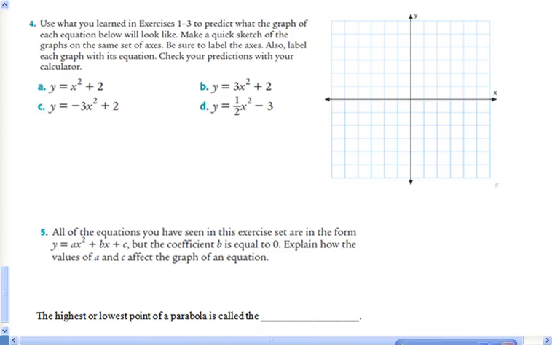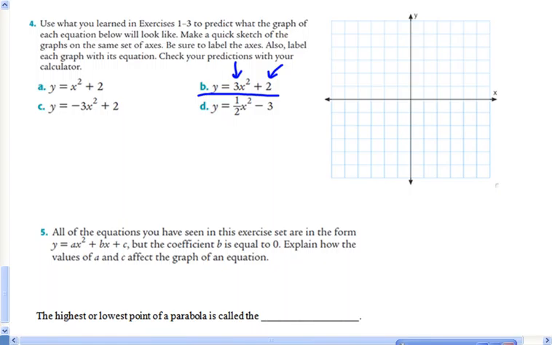All right, so we're skipping here to number 4. It says use what you learned in exercises 1 through 3 to predict what the graph of each will look like. So I'm going to pick one that combines a couple things here. Do part B, and you can do the other ones in class. But remember that when we put a number in front of the x squared, that made the curve a lot steeper. And then when we added something on the end, that changed the y-intercept.